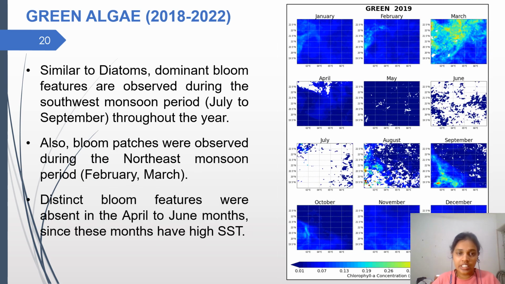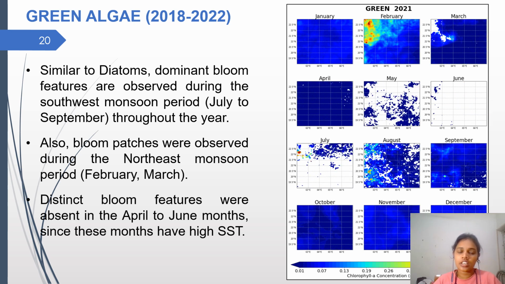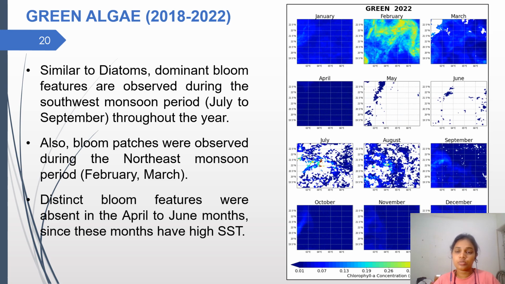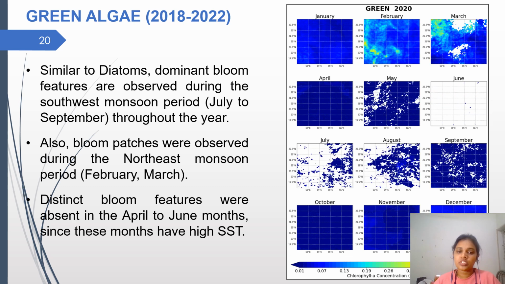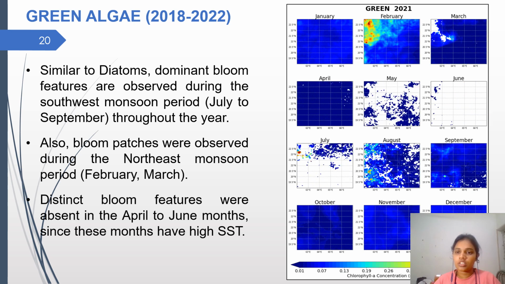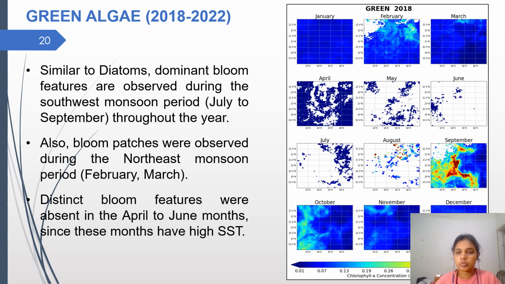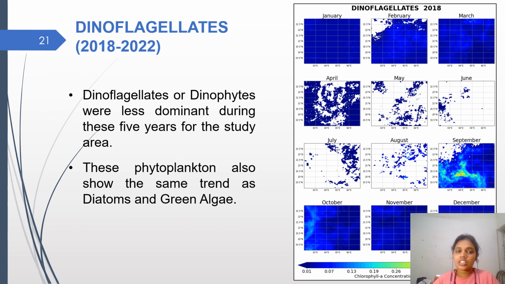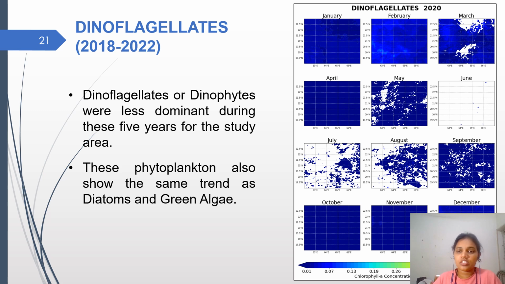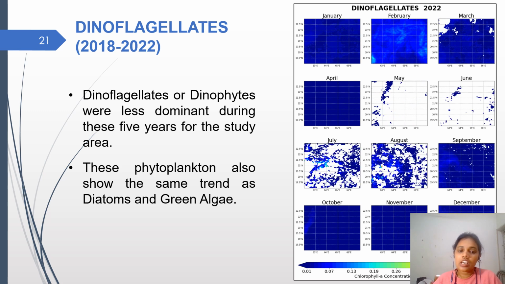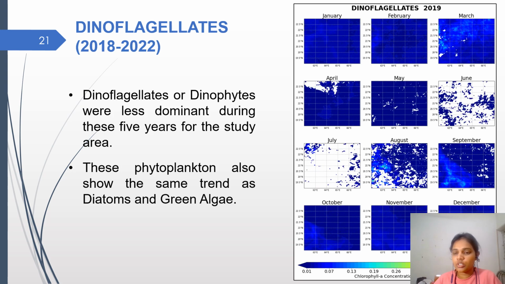Then consider green algae. They also showed patterns similar to diatoms, and we can see their presence in the northeast monsoon period as well. Distinct blue features were absent in April to June, which is the highest SST period. Next, cyanophyceae were also less dominant. If you observe, its presence is less dominant, and if it is showing something, it is during the period of the southwest monsoon.